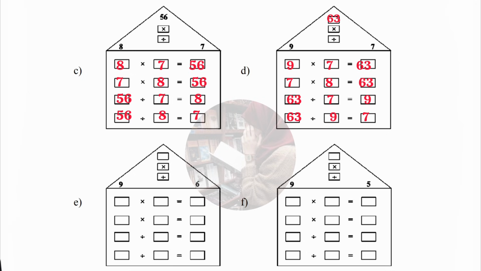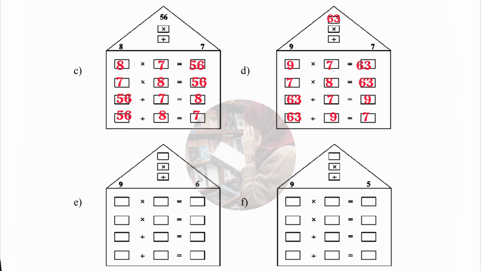So 9 multiplied by 7 is 63. Then 7 multiplied by 9 is also 63. Then 63 divided by 7 is 9. Then 63 divided by 9 is 7. Understood?